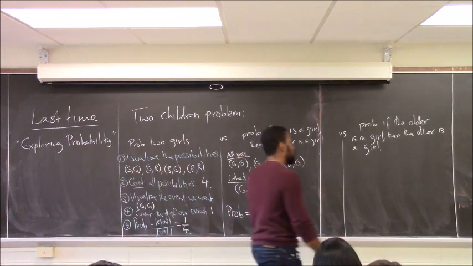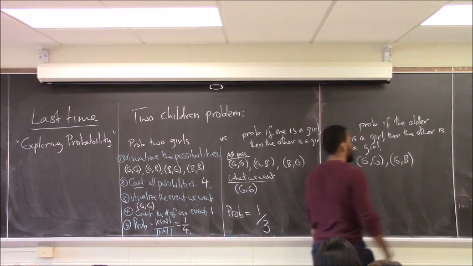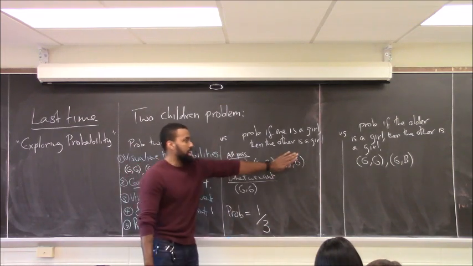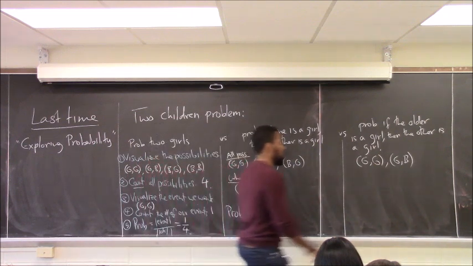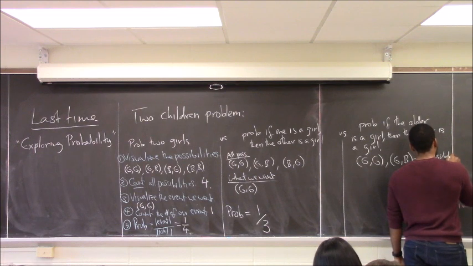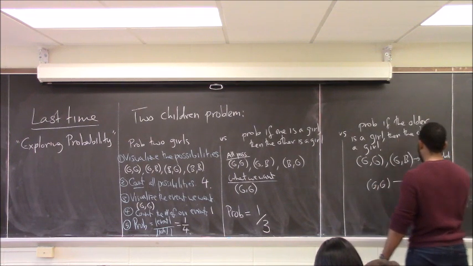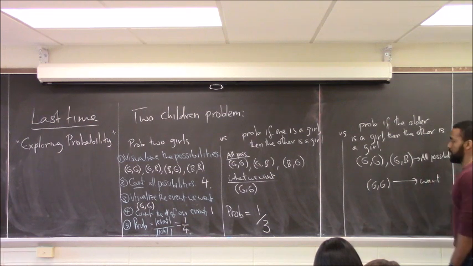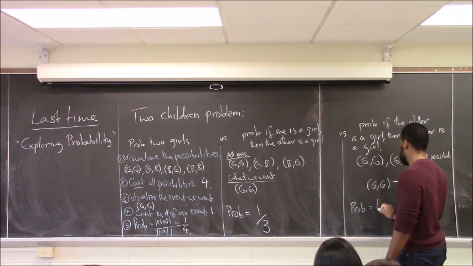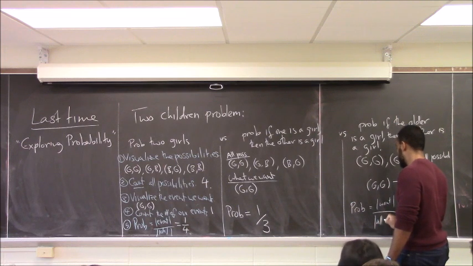In this situation, now there are only two possibilities, right? Because the older one we know is not a boy. So now that gets taken out, and this is all possibilities. And then, of course, two girls, that was what we want. And the probability, again, is the number of ways we can have what we want divided by the total number of ways of all possibilities.